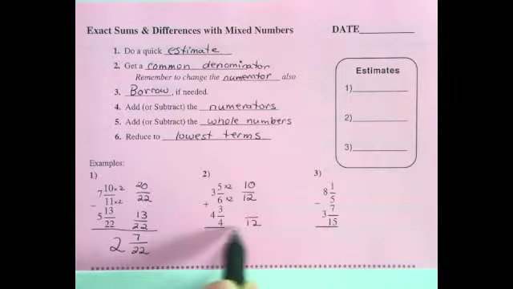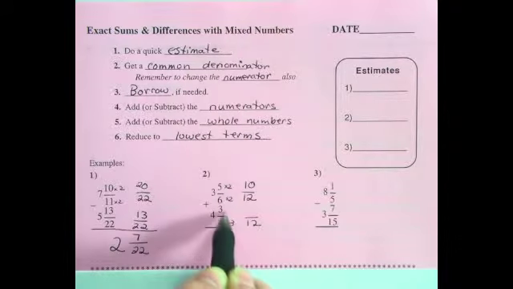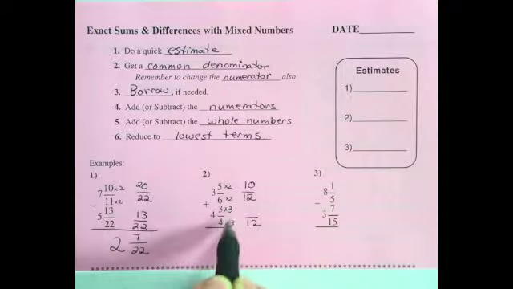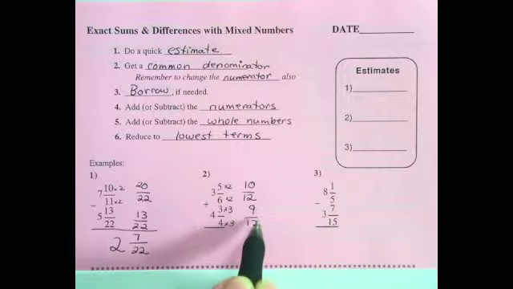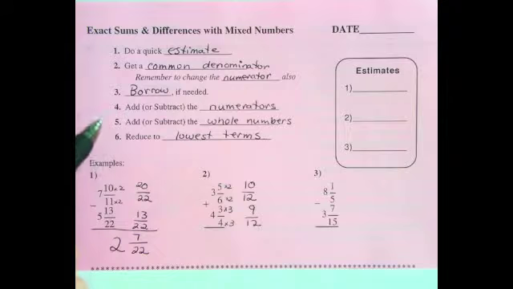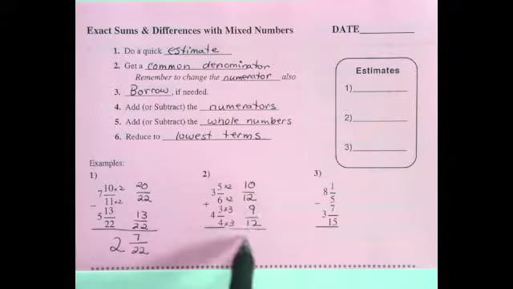Instead of 3/4, I want to make it 12ths. 4 times 3 is 12, so I need to do 3 times 3. Whatever we do to the bottom, we've got to do to the top. So my new equivalent fraction is going to be 9 twelfths. Now we're ready to do step 4, add. Add the numerators, that's 19. Keep the denominators the same, that's 12. Add my whole numbers, that's 7.